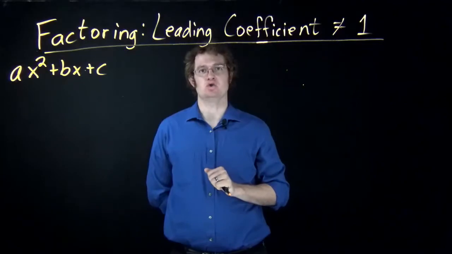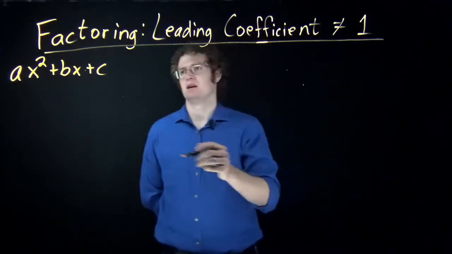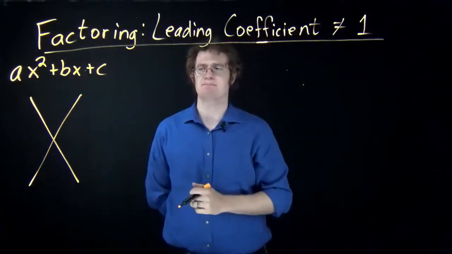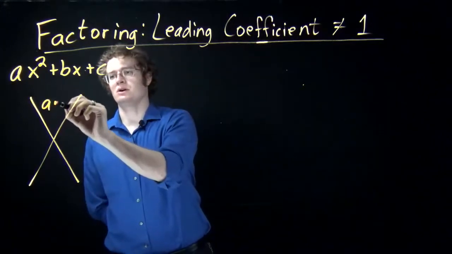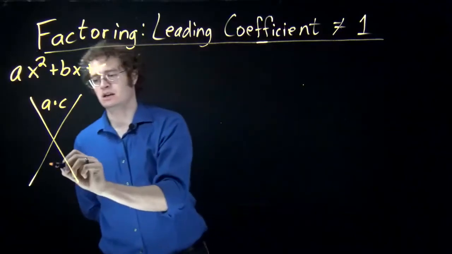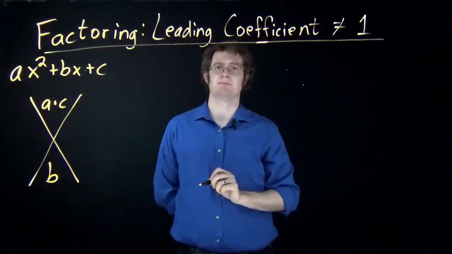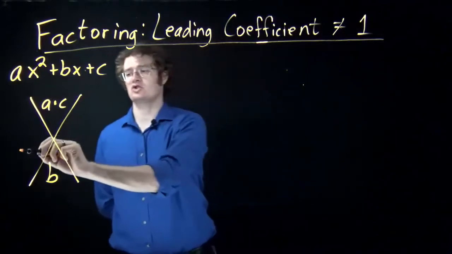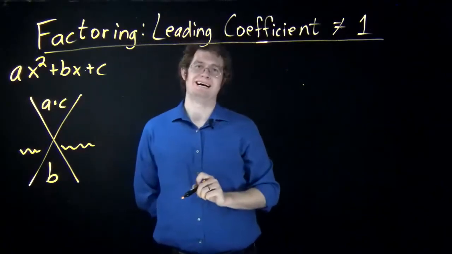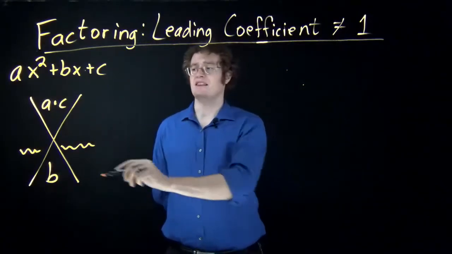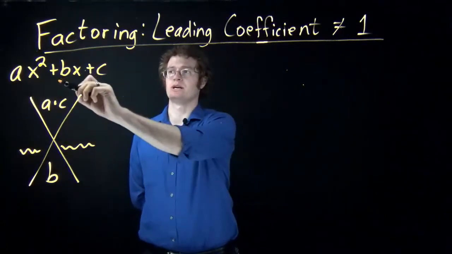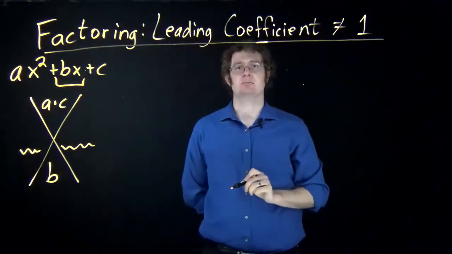One method that we can use to help us is called the x method. What the x method is, you start by drawing a big X, hence the name, and you put up in the top part here a times c. So a times c. And then you put b, your remaining coefficient, down here in the bottom. What you're going to try and do is come up with two numbers, one on the left and one on the right. These two numbers should multiply to a times c, and they should add to b. And if you can do this, then that tells you how to break up this middle term here so that you can factor by grouping.